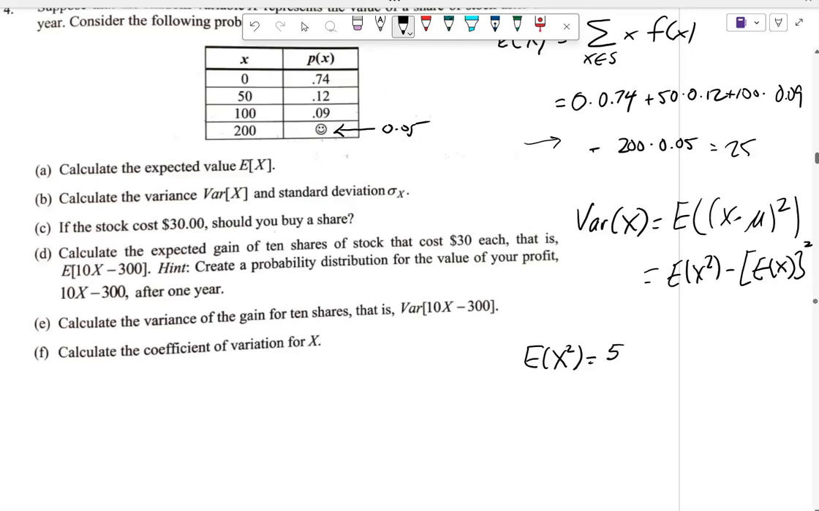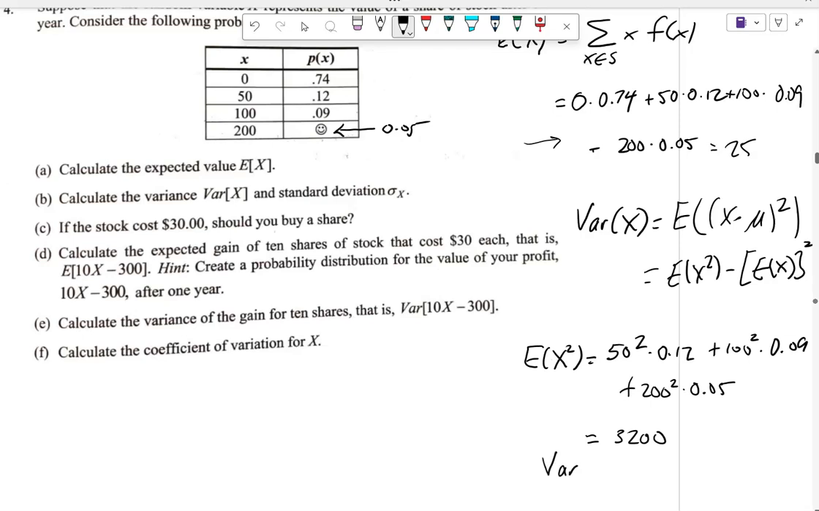So the expected value of x squared here will be 50 squared times 0.12, 100 squared times 0.09, plus 200 squared times 0.05. Of course, there'd be a first term with a 0 squared, but that's still 0, so I didn't bother writing it. I don't feel like doing that one in my head, so if someone wants to help me out with the value, that'd be great. 3,200?